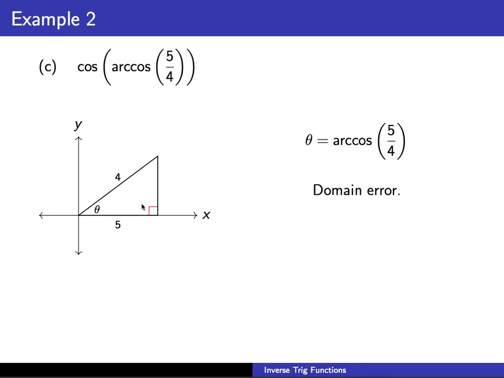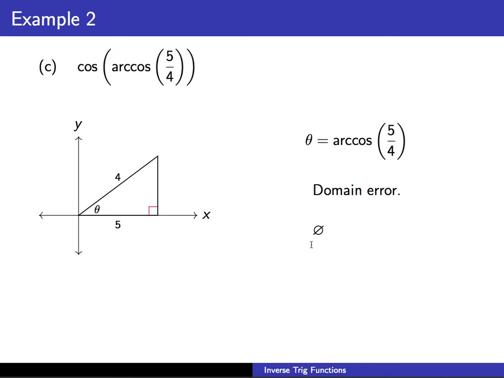and we get a domain error. Well, turns out that 5/4 is outside of the domain of inverse cosine. We can only take the inverse cosine of a value between -1 and +1. So when we get a domain error, we get no solution.